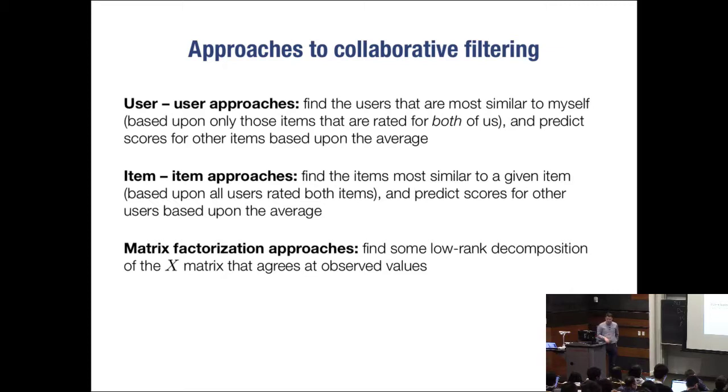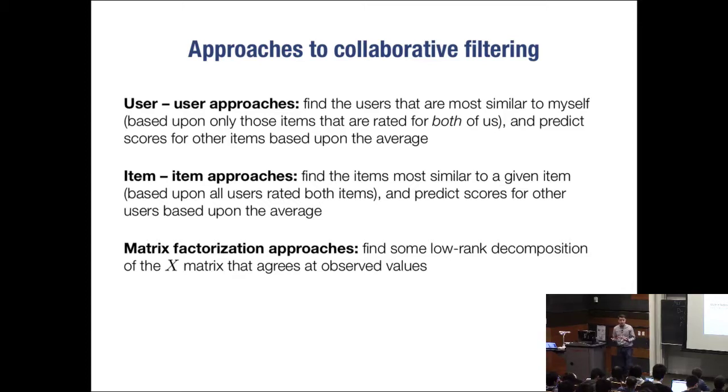And the last one is the matrix factorization approach. Here, what we're going to do is a little bit different from these approaches. We're going to find a low-rank decomposition of the X matrix. This is very similar to PCA that we talked about last time, where PCA tries to find a low-rank representation of some data matrix. But the difference is that in PCA, we observed all the entries of a matrix, and we wanted to find a low-rank approximation to that matrix.